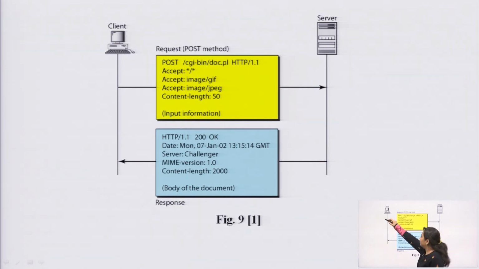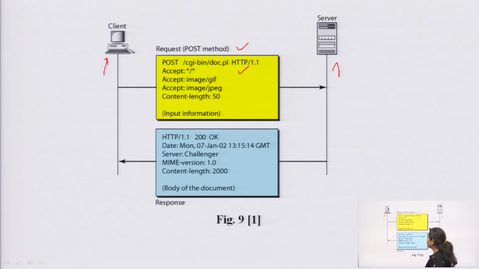This is the client, this one is the server. The request is being shown like this: it is the POST method we are using, we are not using the GET method, it is already mentioned in the numerical only. So, in POST there will be a CGI bin, then document.pl and HTTP version 1.1 is mentioned in the POST.